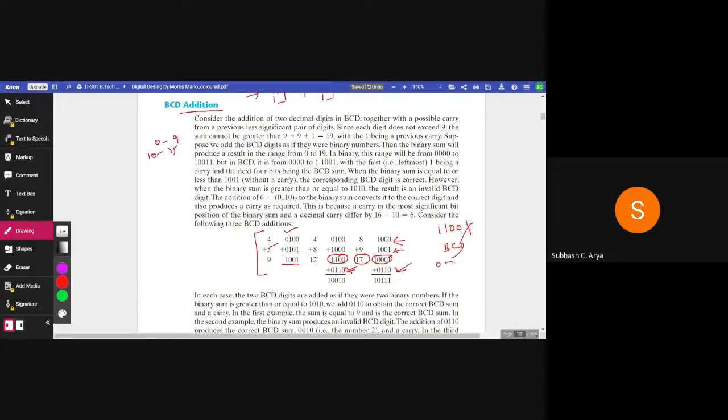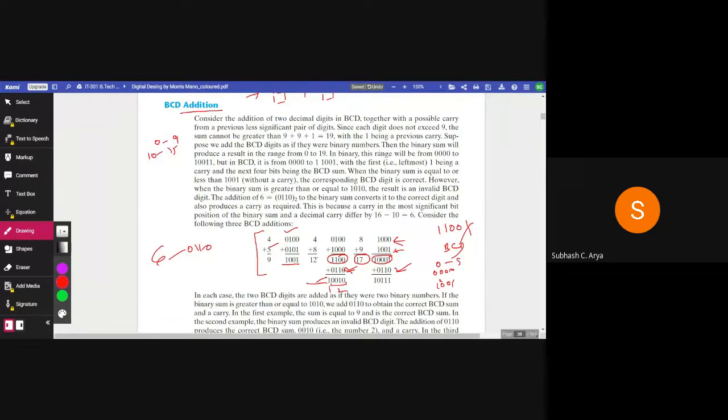A BCD number goes from 0 to 9 only, meaning 0000 to 1001. But here the answer is 1100. So this is not a BCD number, but we want to correct it. So just add 6. How can we add 6? 6 is represented as 0110. We add 6, and in this way this will be one number, and this one will be another set. So this becomes 2, and this is 1, and 12 is now the correct representation of BCD. I hope I am able to make some sense.